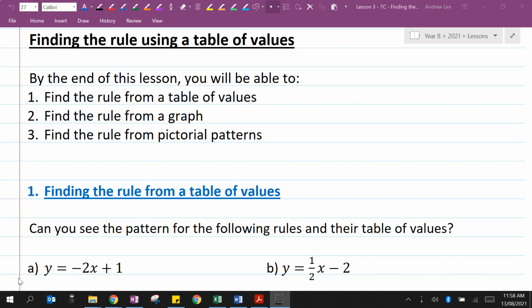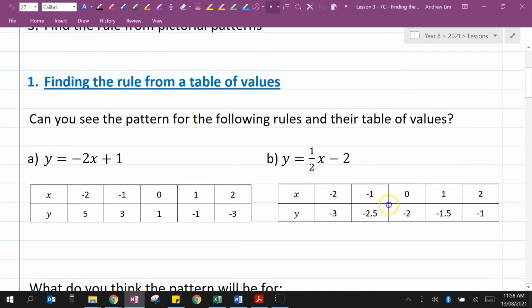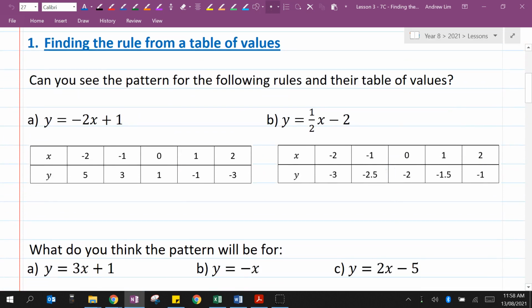In this video we're going to be looking at finding the rule using a table of values. By the end of this lesson you'll be able to find a rule from a table of values, from a graph, and from pictorial patterns. Let's have a look at the first part of this lesson, finding the rule from a table of values.